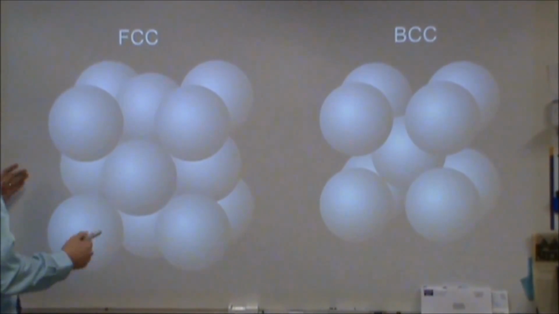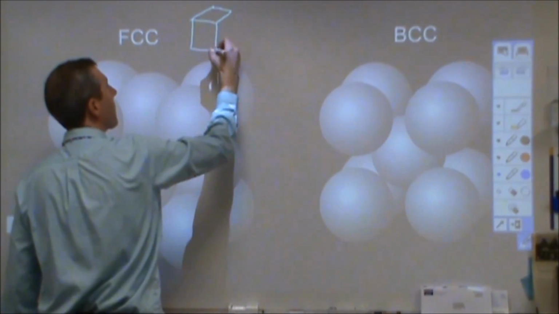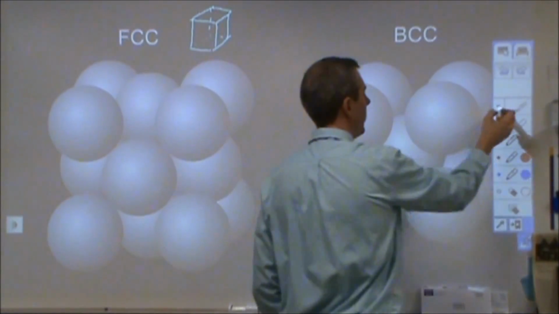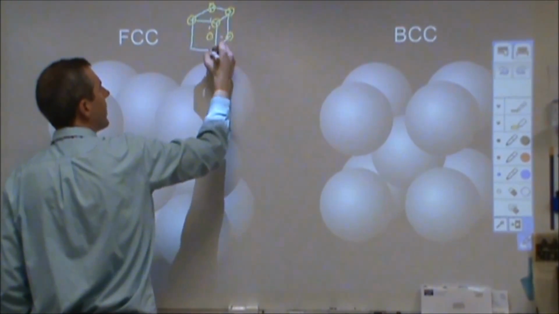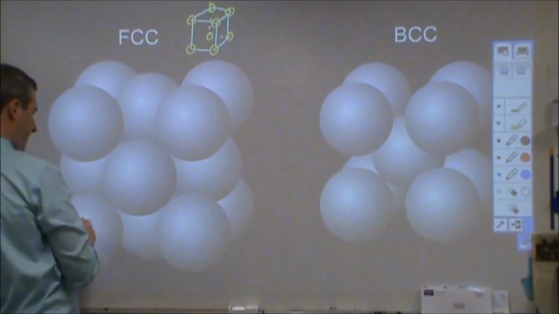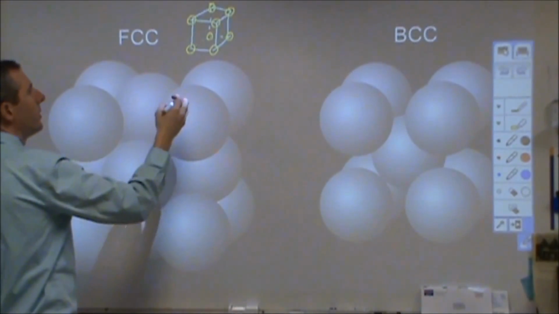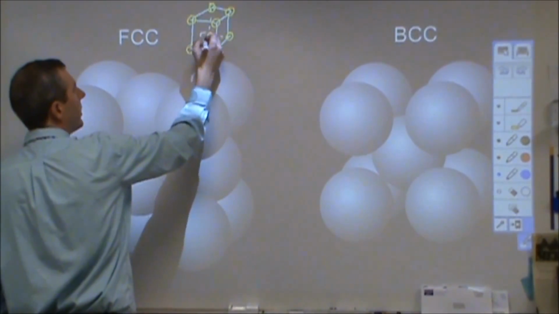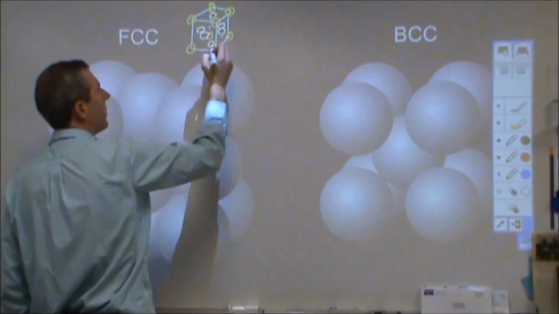So face center cubic, if we were to try and draw, we would draw our cube like that. In a face center cubic, you're going to have one atom in each corner of the cube. 1, 2, 3, 4, 5, 6, 7, 8. So you have these 8 atoms. Here's 1, 2, 3, 4, 5, can't see 6 back here, 7, and 8. But then what you have in addition to that is that on each face of the cube, you also have an additional one. So you have one here on this front side, one here, one on top, one on this back one, and one on the bottom.